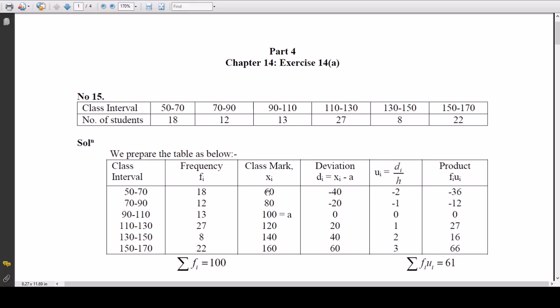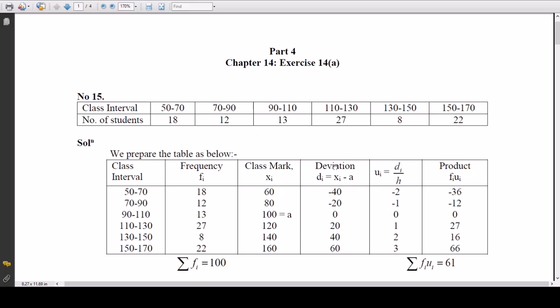Now xi is 60, minus a, which is 100. 60 minus 100, you will get minus 40. 80 minus 100, you will get minus 20. 100 minus 100 is 0. 120 minus 100 is 20. 140 minus 100 is 40. 160 minus 100 is 60.